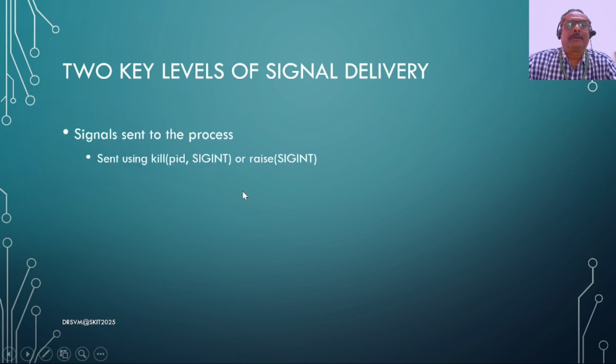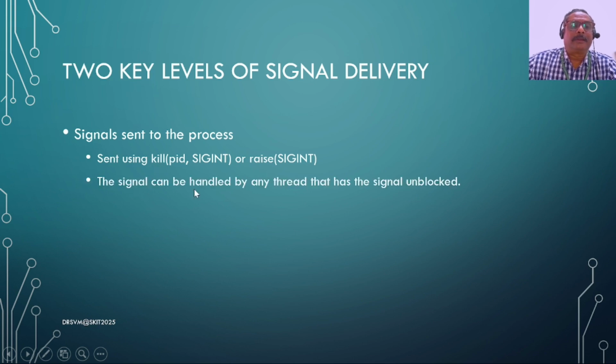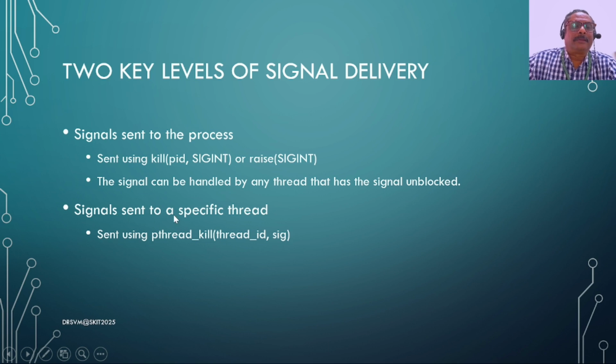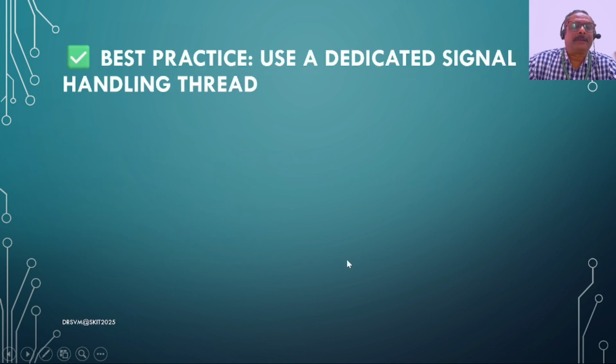So, two-level signal delivery. The signals are sent to the process, using kill or raise. Then the signal can be handled by any thread that has the signal unblocked, or the signal is sent to a specific thread. Here the signal is sent to the process, whereas here it is sent to a specific thread. So we are using pthread_kill. Here it was just kill, and only that specific thread receives and handles the signal.